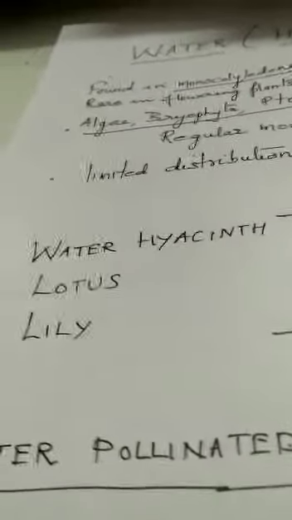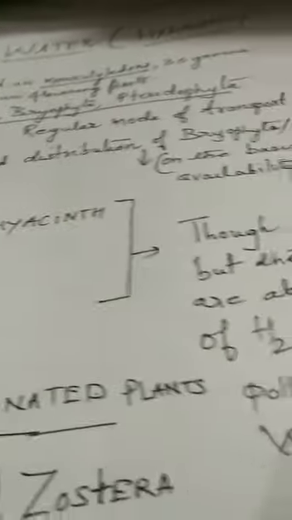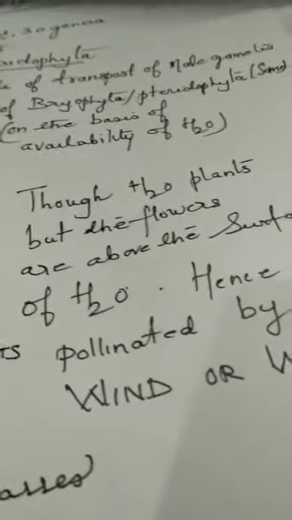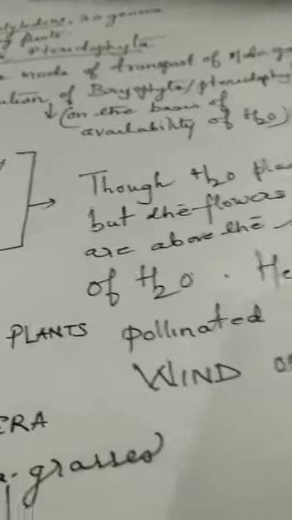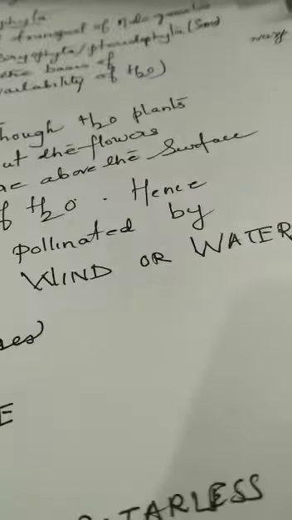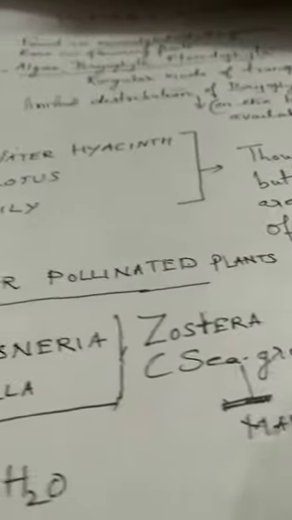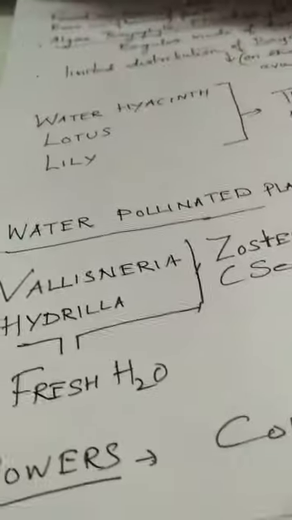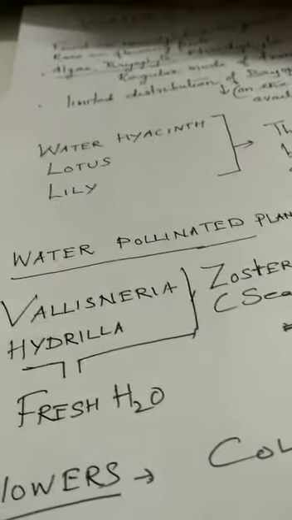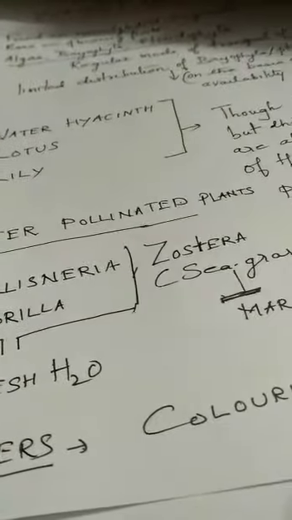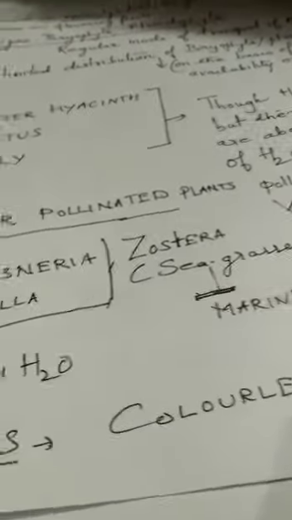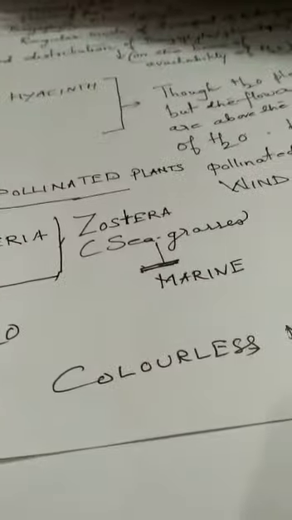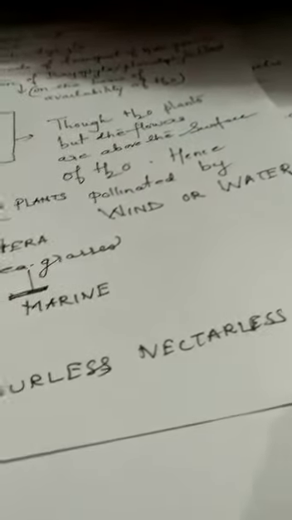Now you will see that water hyacinth, lotus, lily are also water plants, but the flowers are above the surface of the water, so they are not pollinated by water, but by wind or insects. Now let us study some water pollinated plants. They are Vallisneria and Hydrilla, which are freshwater plants, and Zostera, which we also call sea grass, and they are mostly marine. The flowers of these water pollinated plants are colorless and nectarless.